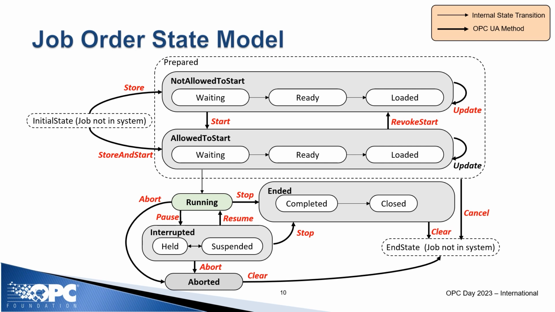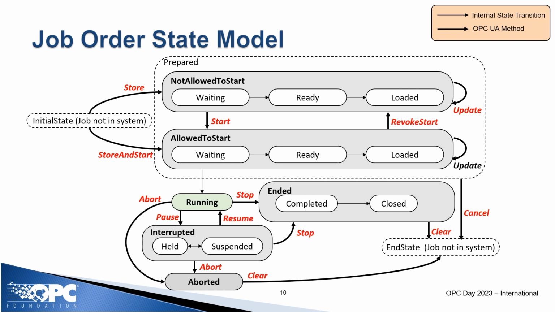Some machines are very complicated. You can actually run multiple jobs at the same time. The state model basically says, okay, the job's not in the system, and you can either send a job down to start or send a job down and say it's not ready to start. The red are the OPC UA methods that are available to control it. The black lines, the small black lines, are the internal state transitions.